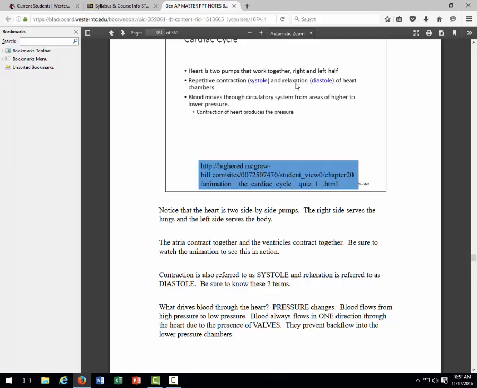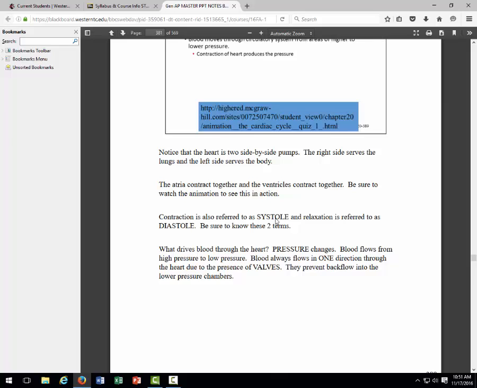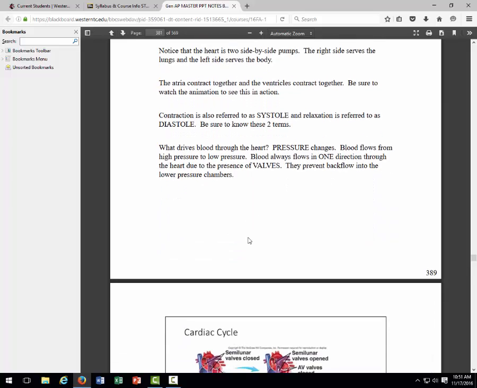And the relaxation of the heart, of the ventricles and atria, is called diastole. If you've ever watched Grey's Anatomy, maybe you've heard, you know, he's asystole, right? A means not, systole, contracting: heart stopped.